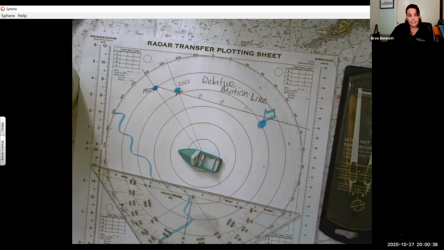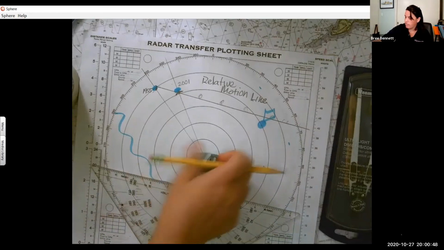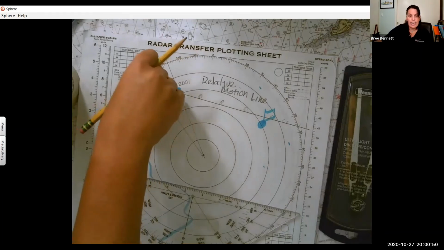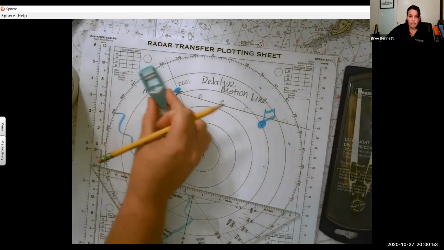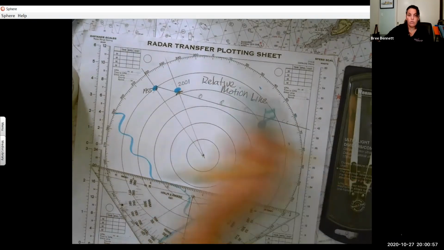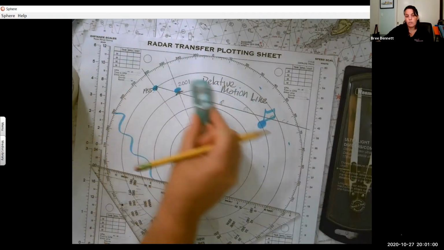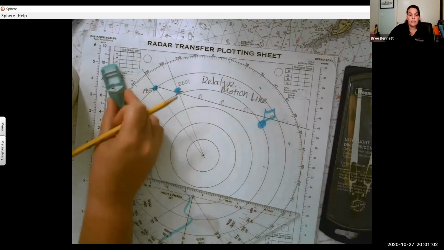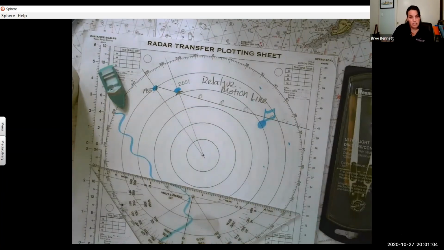So in this case, I would say risk of collision does not exist, right? Even if it's pointed directly at me, relatively, it's going to be following this relative motion line. So we want to know what this relative motion line is so we can determine if there's risk of collision. Are you guys following me so far? Any questions? Okay.